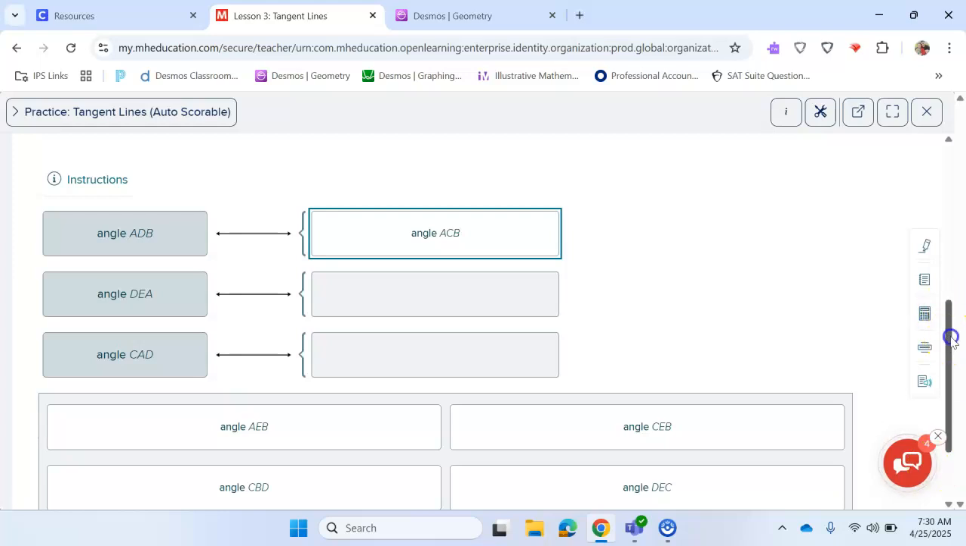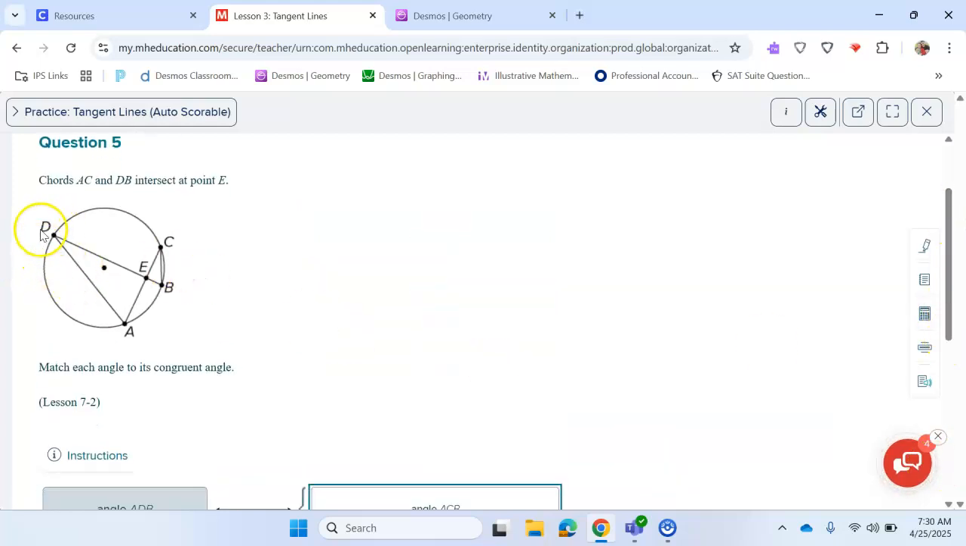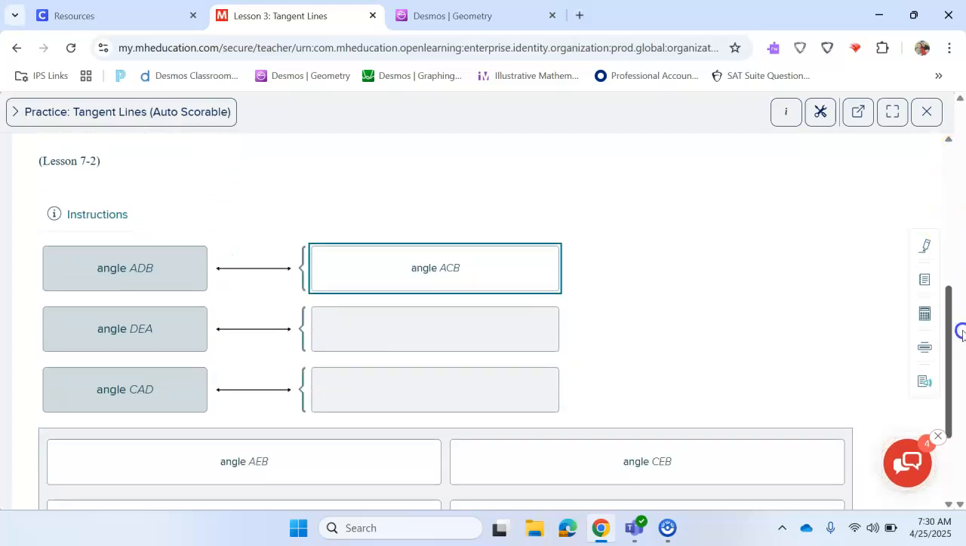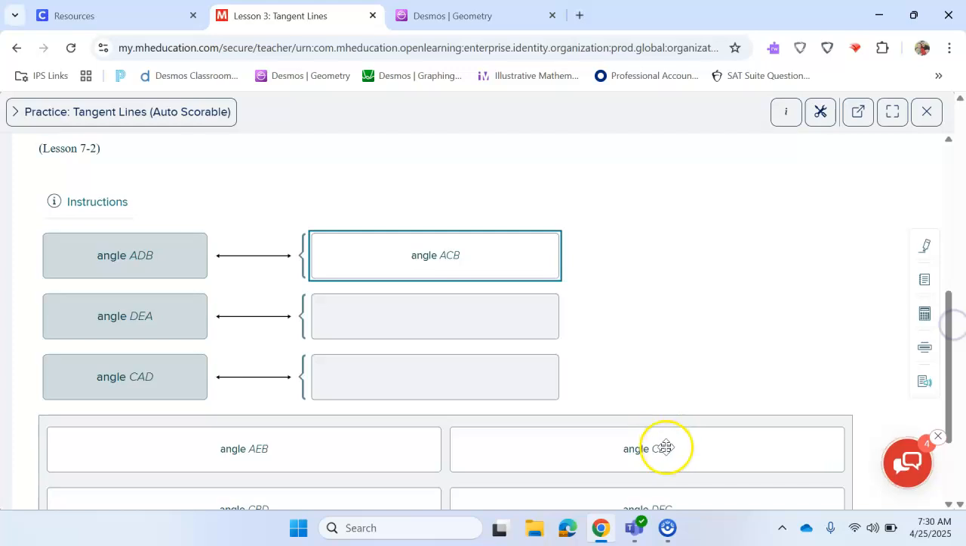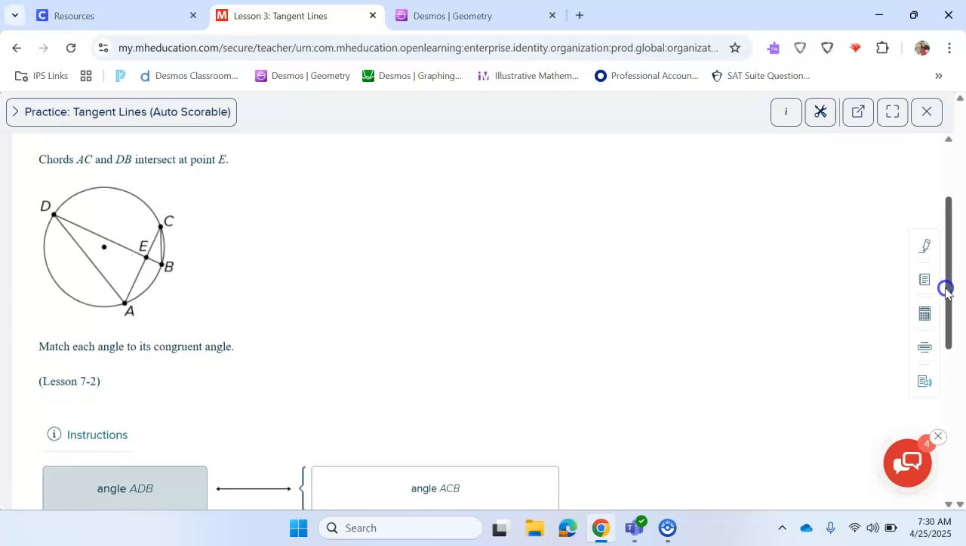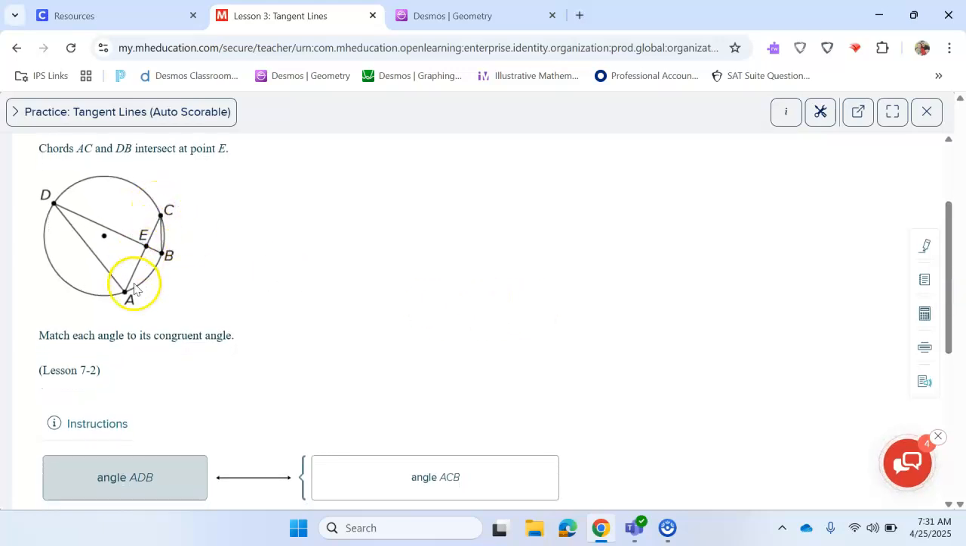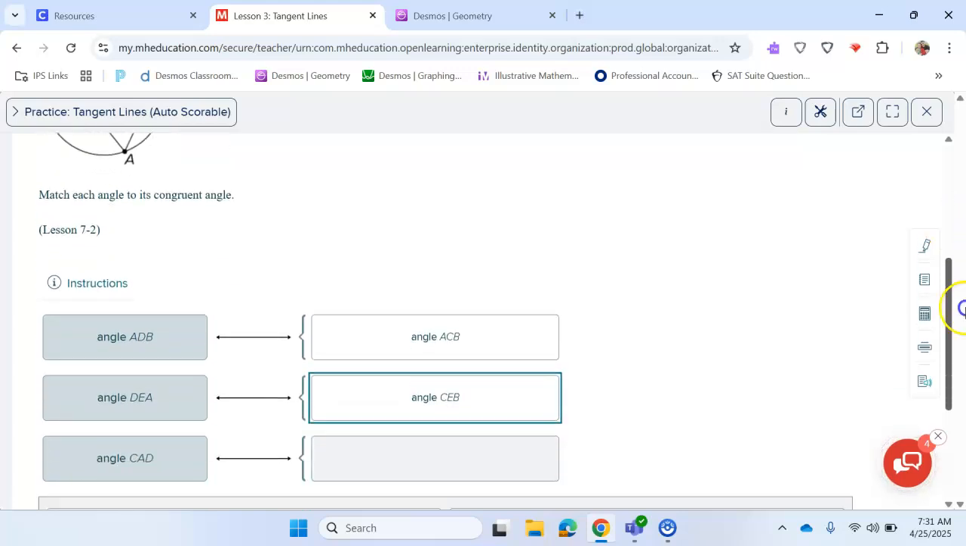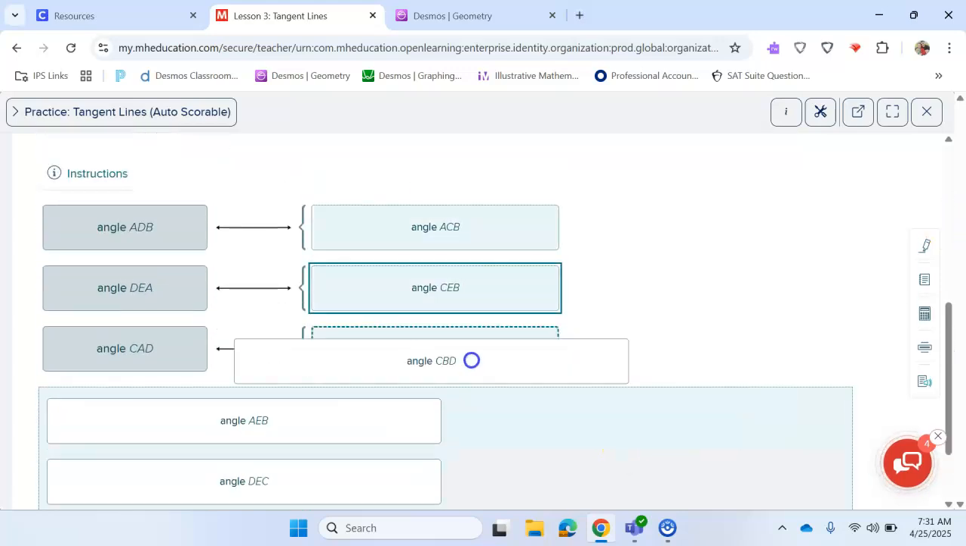Angle DEA is a vertical angle with CEB, or BEC. They are vertical angles. And the last one is CAD. CAD is an inscribed angle with points C and D as endpoints. So is CBD, which is the same as DBC.